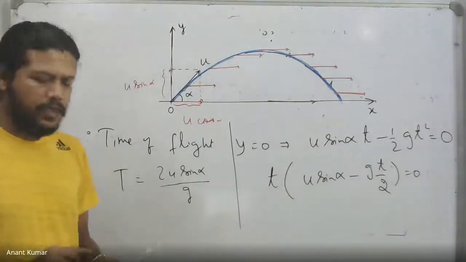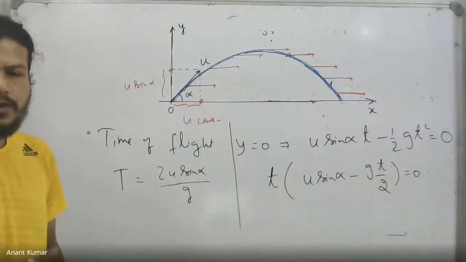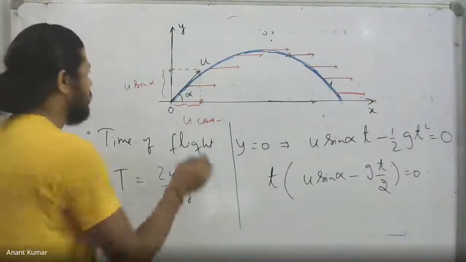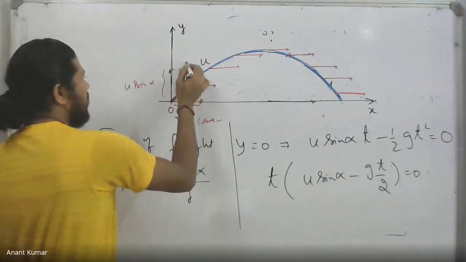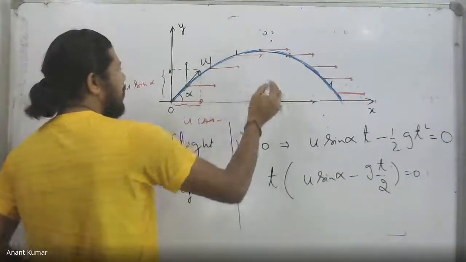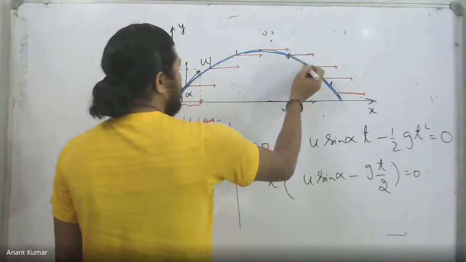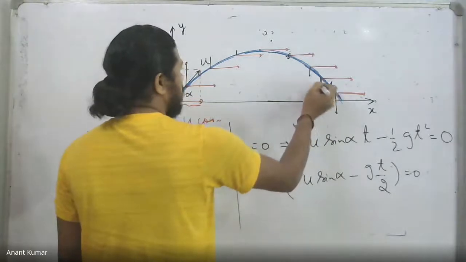The y velocity is actually reducing because of the equation that Vy is u sine alpha minus gt. So it reduces uniformly. Initially, it was u sine alpha, for example. Then it becomes a bit lesser, then a bit lesser, then a bit smaller, then becomes completely zero at the highest point actually. Then it starts increasing in the negative direction.